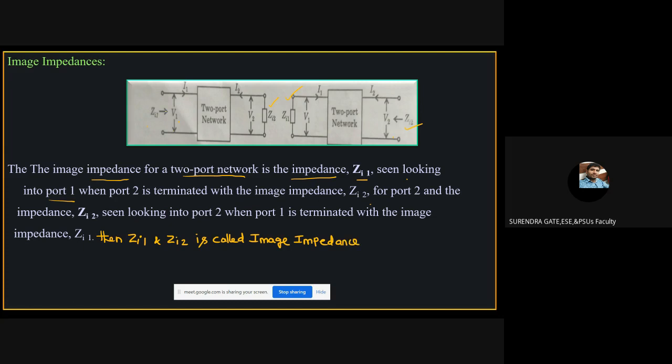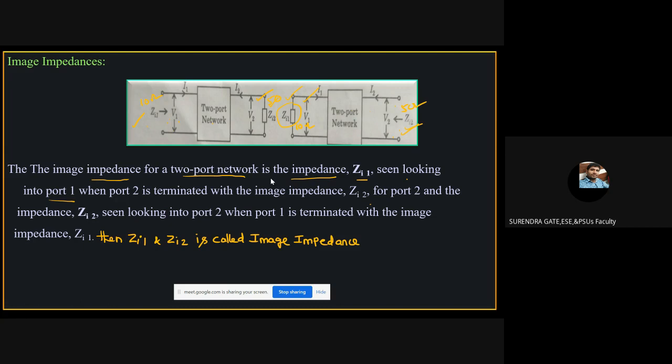Clear, students? If we are seeing Zi1 from the input port, it must be terminated by Zi2. If you are seeing Zi2 from the output port, then this impedance must be terminated by Zi1. Understand? Then only these are called image impedances. For example, Zi1 is 10 ohms, and it is terminated by 50 ohms. Now I am seeing the 50 ohms here, so it must be terminated by 10 ohms. Then Zi1 and Zi2 are called image impedances.